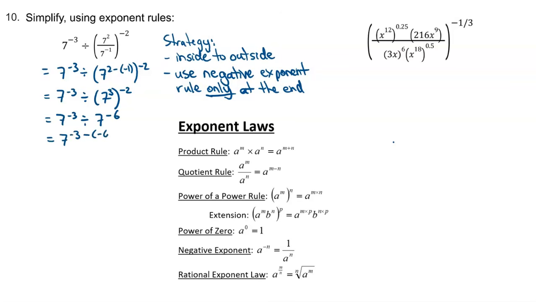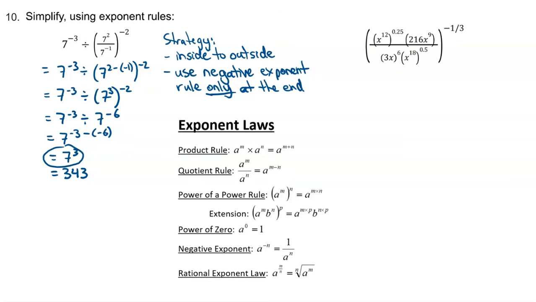Because we're dividing, we're going to subtract those exponents, and we can only do that because they have the same base. So 7 to the power of negative 3 minus negative 6 means you add 6, gives you a power of 3, and 7 to the power of 3 is 343. Now, 7 to the power of 3 is the final answer because it didn't tell us to get a final answer, it just said simplify.